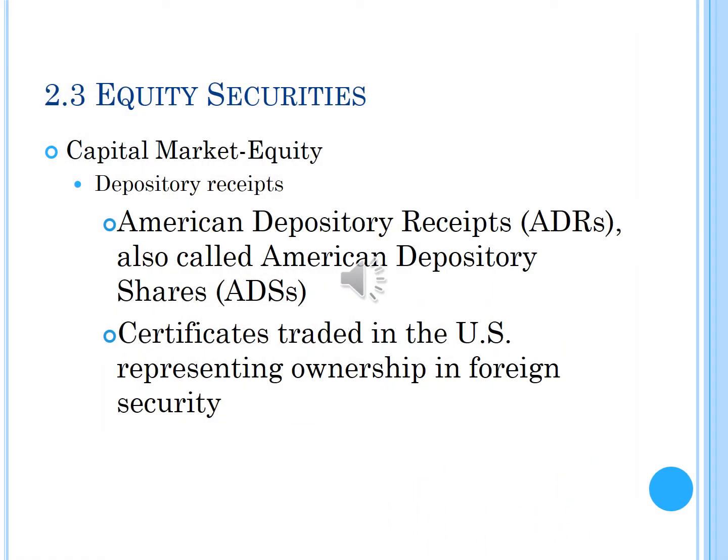Another type of capital market equity instruments is what is called depository receipts. These, usually American depository receipts or ADRs, are certificates traded in the United States markets that represent ownership in shares of foreign companies. Each ADR may correspond to ownership of a fraction of a foreign share, one share or several shares of the foreign corporation.